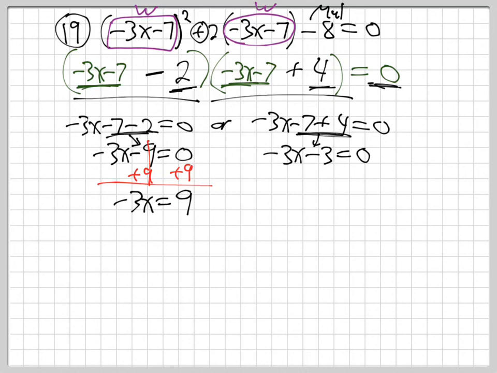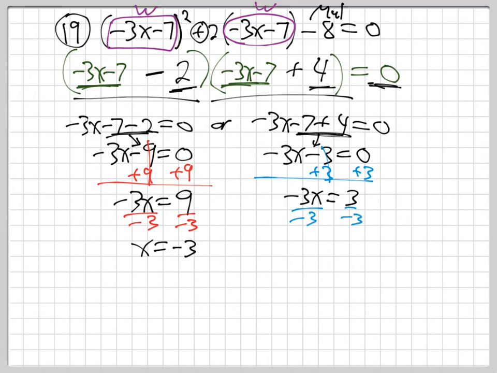And then divide by the negative 3. So x is 9 divided by negative 3? Negative 3. Other side. Add 3. Minus 3x is 3. Last step to get x alone. Divide by minus 3. X is negative 1. There it is. Okay, I would have not done that and just.